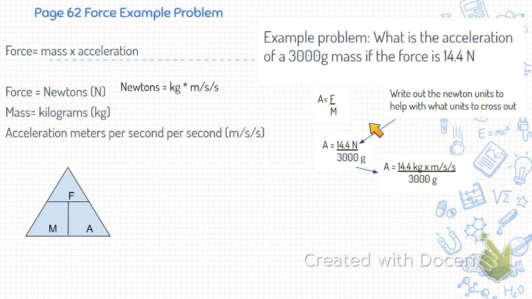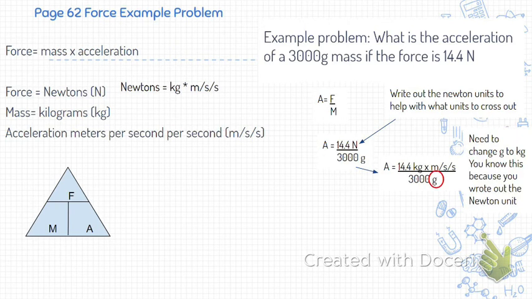So something to go back and look at is figuring out what you're solving for. So in this case, you're solving for acceleration. Because I'm solving for acceleration, I know I need to get meters per second per second to be my last unit at the end. That means I need to get these to cross out. They are not in the same unit right now. And so because they're not in the same unit, you need to change that 3,000 grams to kilograms.